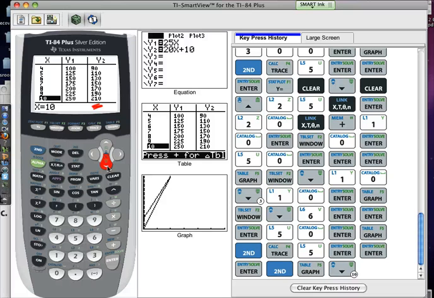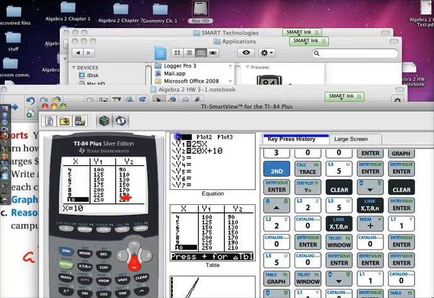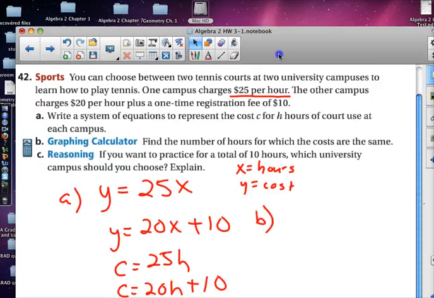And again, you can just use the table feature to see that. You can definitely see that the $25 per hour court is going to cost you $250, while the membership fee plan is going to have you at $210, which is cheaper. So once you get those set up, I think it's probably going to go much better. So let's talk about some of the questions that are maybe a little tougher because they're more abstract.